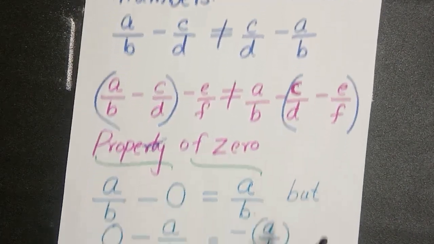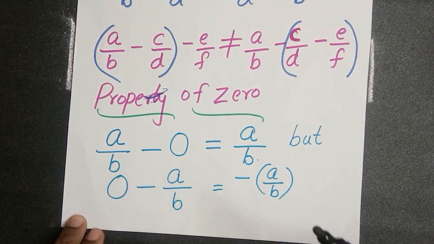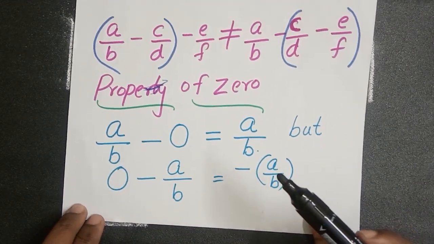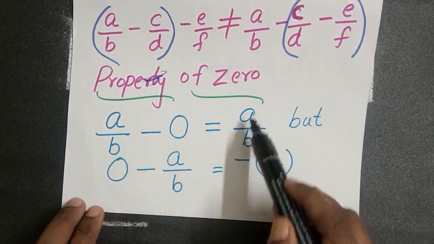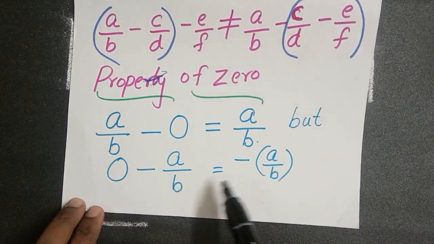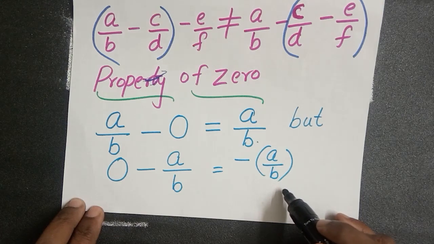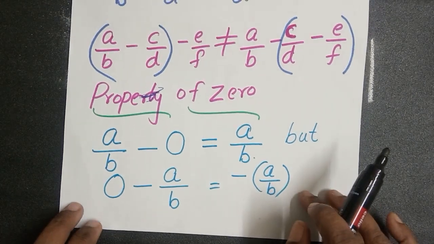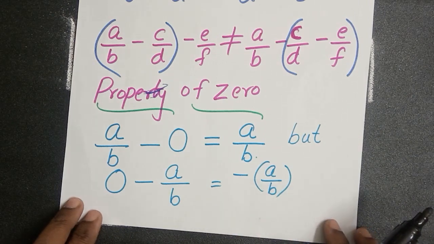Okay. Now property of 0. Again here, because it is not commutative, even property of 0, if you take a by b minus 0 is a by b. But 0 minus a by b will be minus a by b, that is opposite, or you can say additive inverse. Okay. So these are the properties of addition and subtraction of rational numbers.